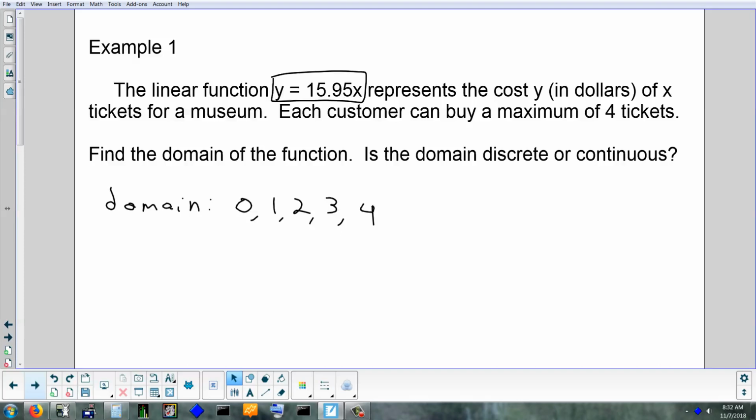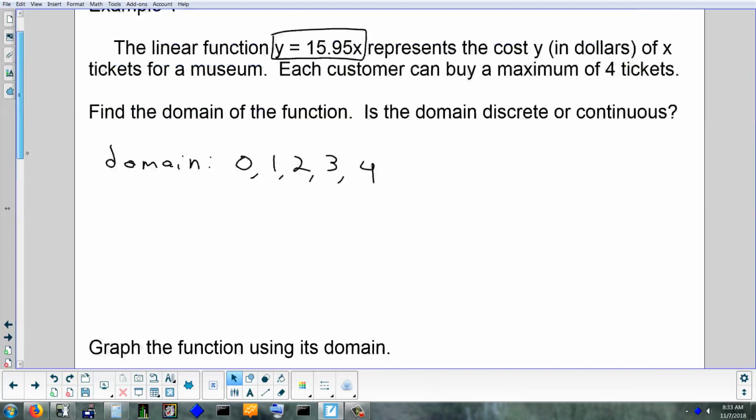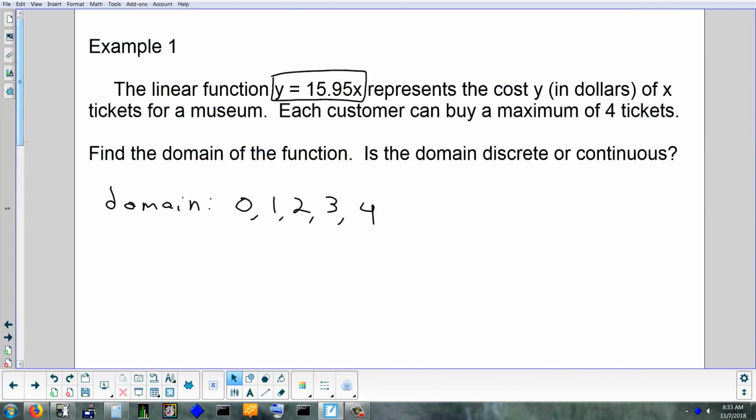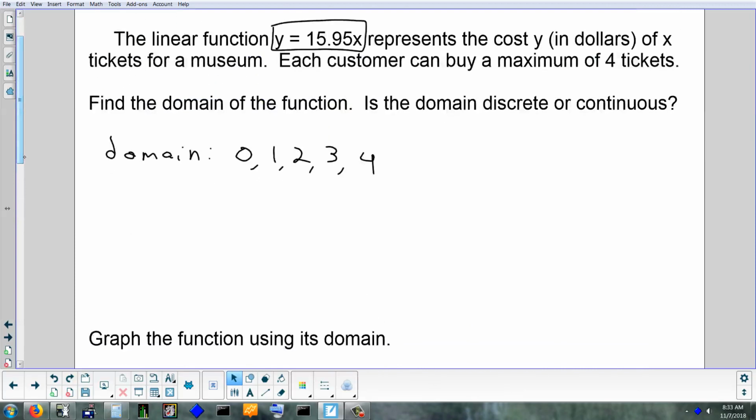Now, would that be discrete or continuous? That's discrete. It's discrete because you're not picking every single number between 0 and 4, like 1.1, 1.2, 1.3. There's no fractions, there's no decimals. You can just pick 0, 1, 2, 3, 4. Discrete numbers. So you can't buy 1 3/4 tickets. You can either buy 1 or 2, 3 or 4.